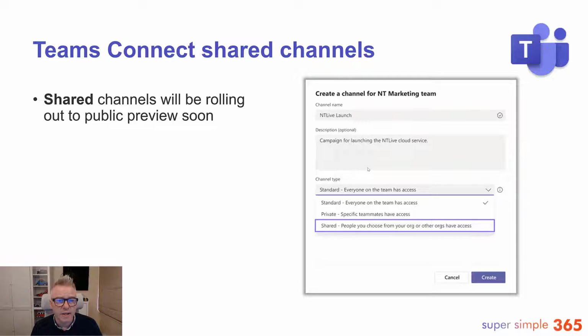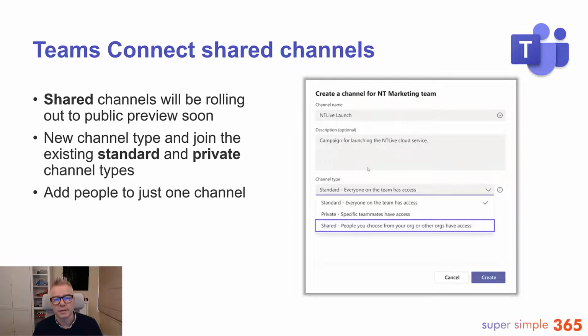Teams Connect shared channels. So you know, folks, that we have standard channels in Teams, and then we have private channels. So now we're going to get shared channels, and it's a third type. What I really like about this is the ability to add people just to that channel. Now, one of the big complaints about private channels is that yes, they were private, but to give someone access to the private channel, they had to have access to the whole team to then get access to that private channel. And that kind of limited its use a little bit.